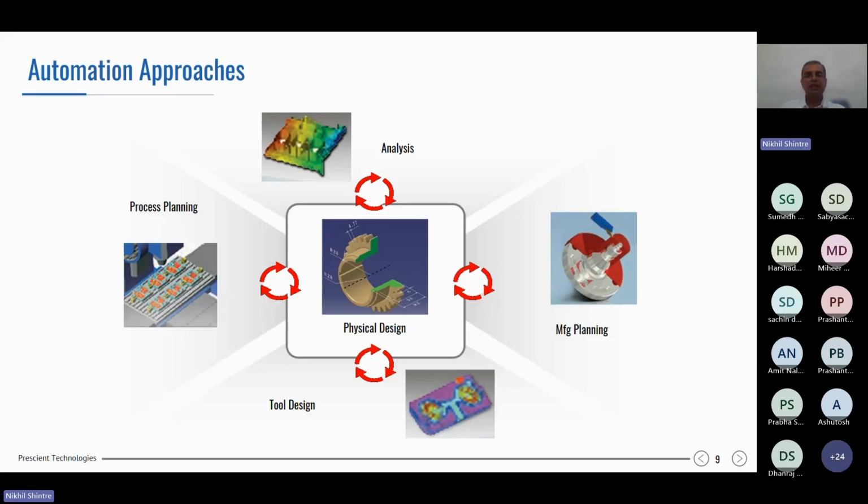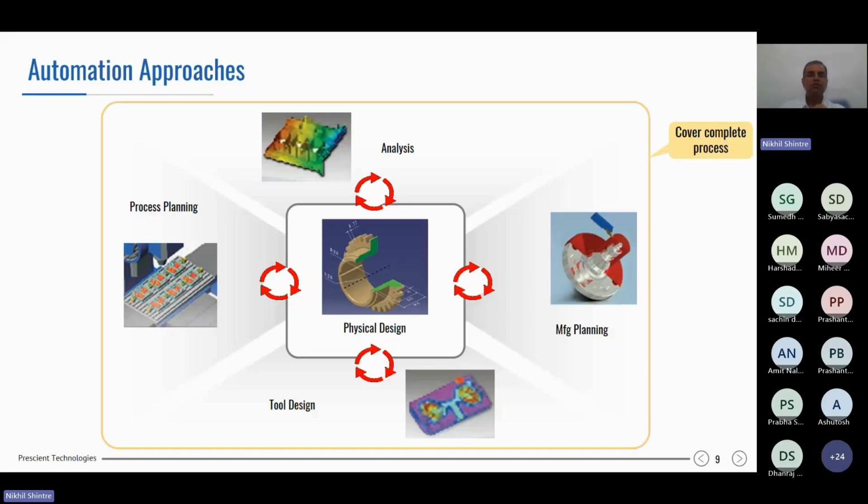So let's take a quick summary of what approaches we are talking about. Very first, whenever we want to approach automation, we should cover the complete process.